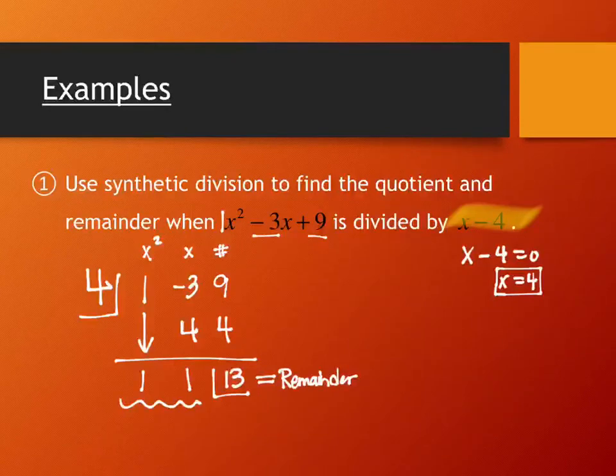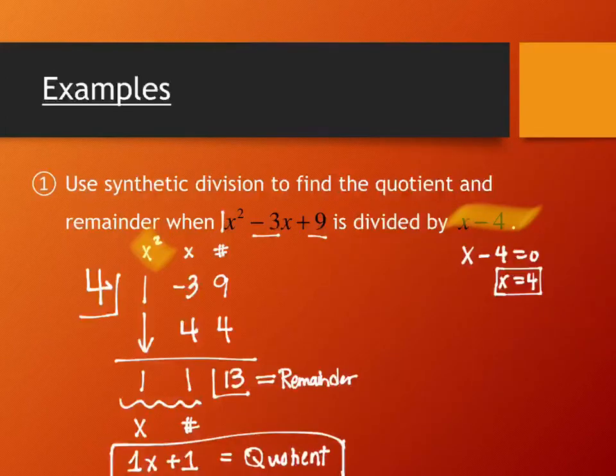These are now the coefficients of a polynomial that has 1 degree less than I started with. I started with a polynomial that's x squared. So the polynomial I get at the bottom will be x and a number. In particular, this is 1x plus 1, or you could just put x plus 1. So this is my quotient. So those are the two pieces of information I was looking for. So far, so good?